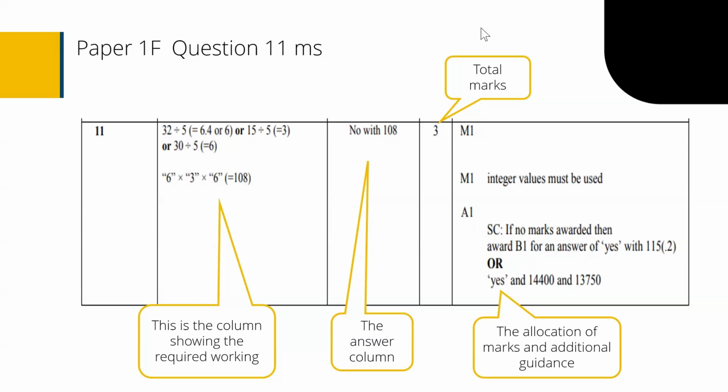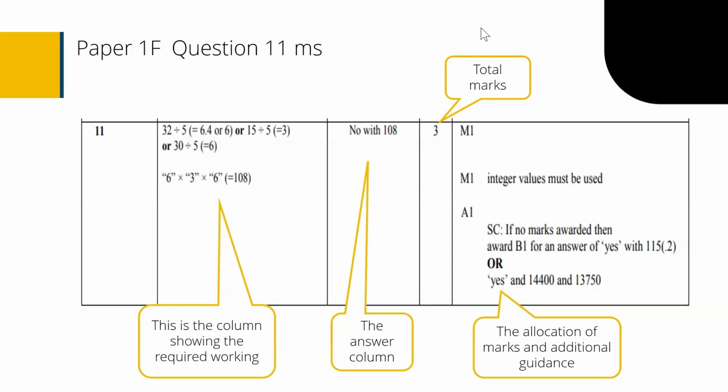So many candidates were dividing the volume of the box by the volume of the carton. That special case was given for B1 and for yes. So in that case, make sure that everyone is awarded the same level of marks. So that's just showing and explaining to you a bit about how they would use that.